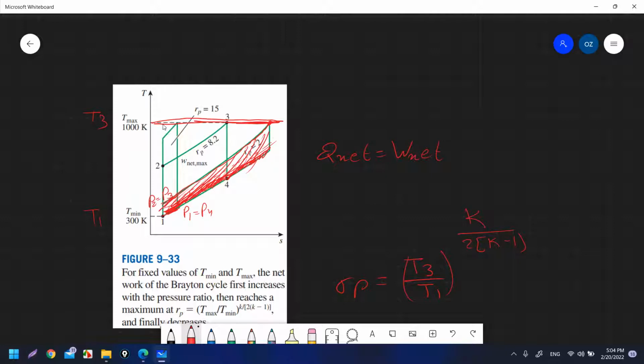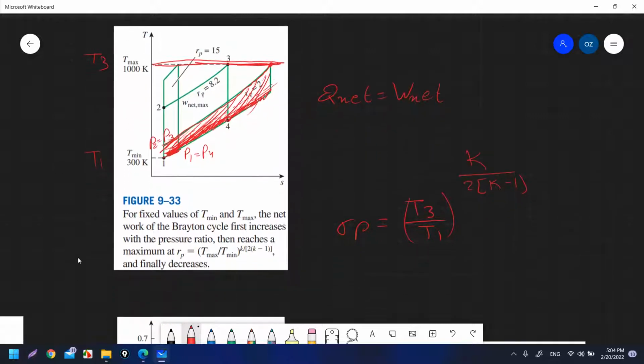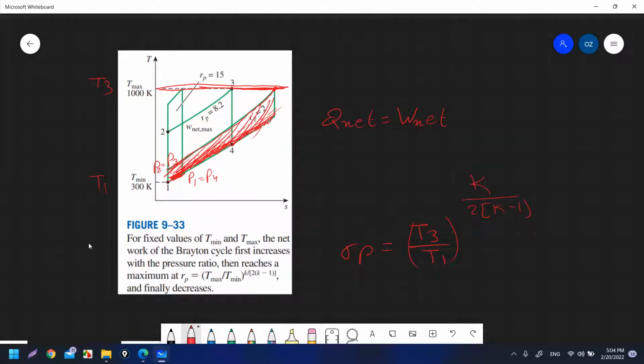Then when you go up again, this one is maximum, and finally it decreases. And this also can happen here for pressure ratio equal to 8.2. So this one is the line for pressure ratio 8.2. Here, if we have P2 equal to P3 like here, the net work will be minimum. But by increasing the pressure until we reach the pressure ratio of 8.2, we will have maximum net work. That is the meaning of this figure.